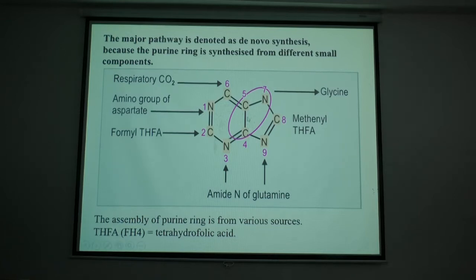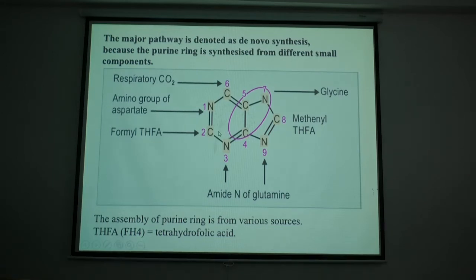This is the structure of purine, and how C4 and C5, the carbon number 4 and carbon number 5, come from the amino acid glycine. So glycine will give C4 and C5. And N9 and N3 will be donated by glutamine. N1 is donated by aspartate.